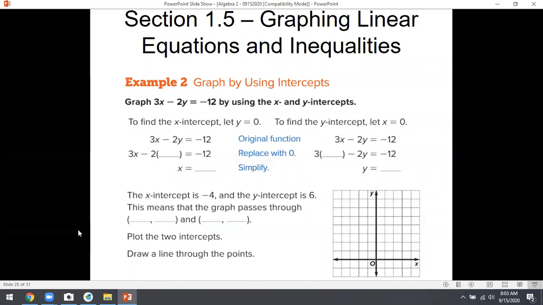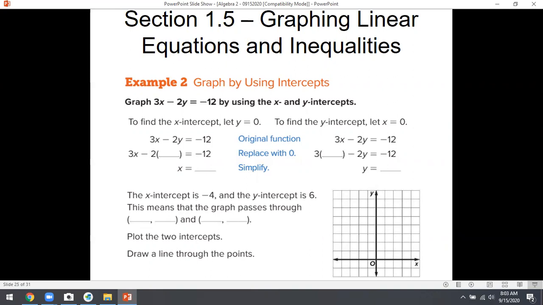One good thing, instead of just picking random points like these tables are doing, a couple of good points to pick are the intercepts. They are really easy. You only need 2 points, right, to draw a line. So usually the x-intercept and the y-intercept are handy. So they're saying graph 3x minus 2y equals negative 12.